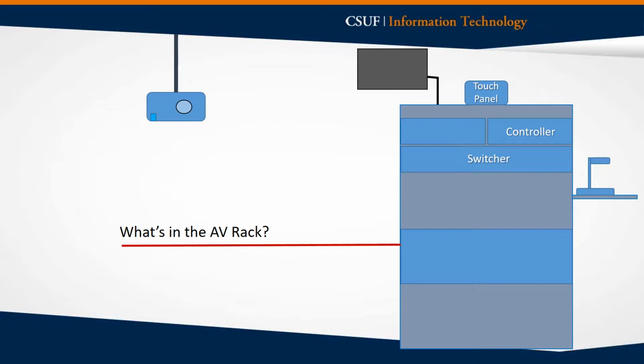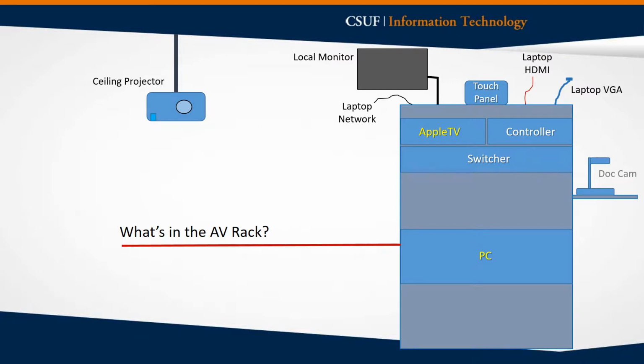Each classroom has 2 display destinations: the local monitor and the ceiling projector. Some larger classrooms have 2 projectors. The 5 AV sources that a user may send to the projector and local monitor are the PC or Mac Mini, the Apple TV, the lecturer's laptop, either via HDMI or VGA cable, with a Cat6 for local area network connectivity, and the document camera.